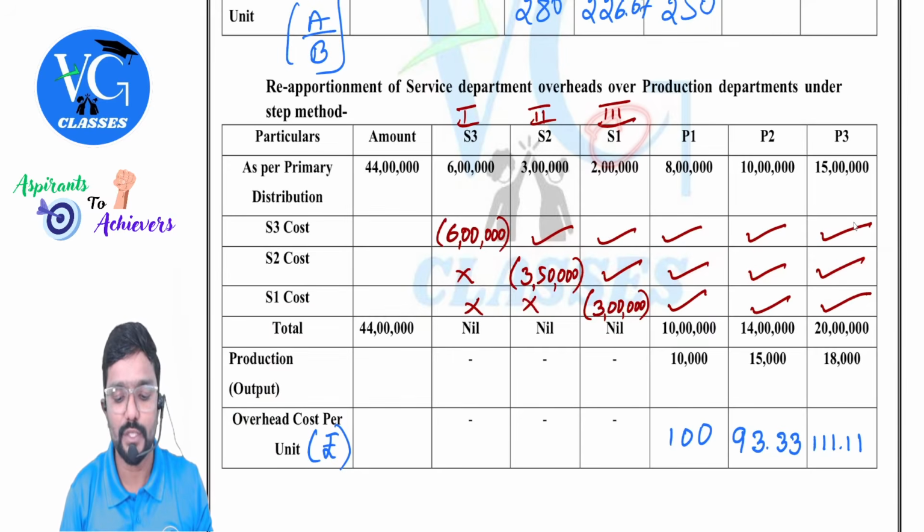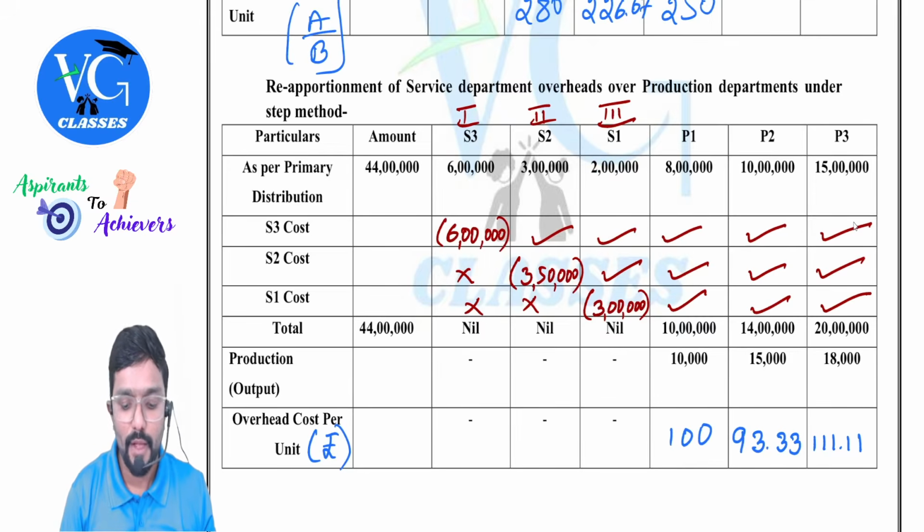Now, what is S1's cost? 2 lakh plus they would have received something from S3 and S2 also. Right? They would have received something from S2.